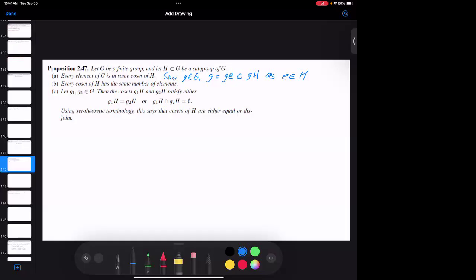What do you think? Yeah. And so basically there's a nice one-to-one map. You give me something in little g times H, and I can associate the element in G. So this is not too bad. The last one is the more interesting one. If I give you two different g's, then the cosets are either identical or they have nothing in common.